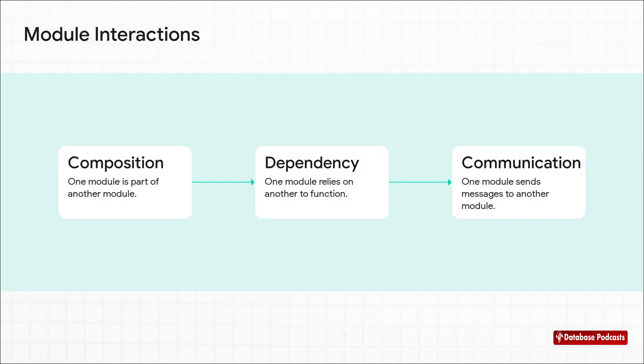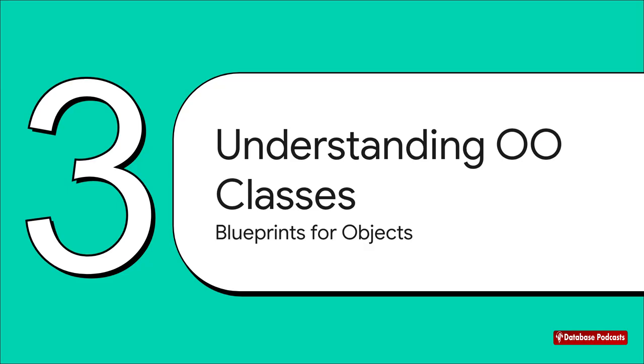But of course, these modules don't just sit there in isolation. They have to connect. And they do that in three main ways. First, there's composition, where one module is literally a part of another one. Then you've got dependency, where one module needs another one to even do its job. And finally, there's communication, where modules are actively sending messages back and forth to get things done. So let's follow that thread.